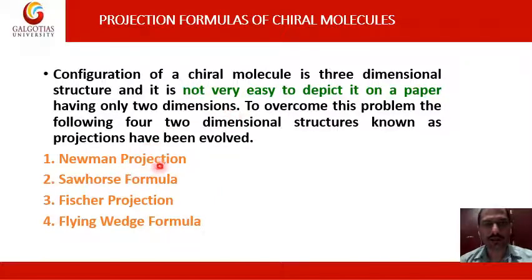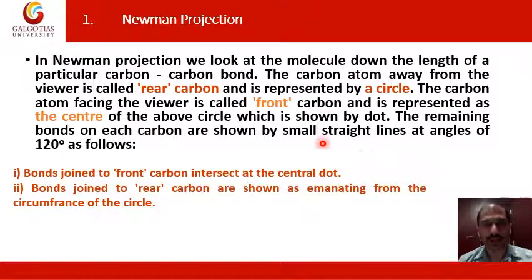Among these, we will move one by one, taking some examples of certain types of projection structures, because these are very important for nomenclature as well, once you give the nomenclature to particular organic molecules. Coming to the first one, Newman. In the Newman projection we have to look at the molecule down the length of a particular carbon-carbon bond. The carbon atom away from the viewer is called the rear carbon. How to look at the molecule is very important. It is represented by a circle. The carbon atom facing the viewer is called the front carbon atom and is represented as the center of the circle, shown by a dot.